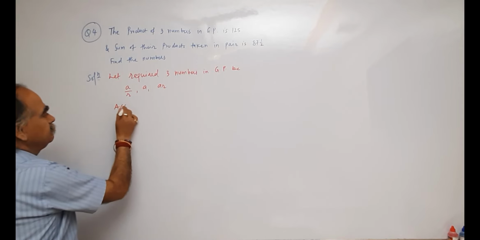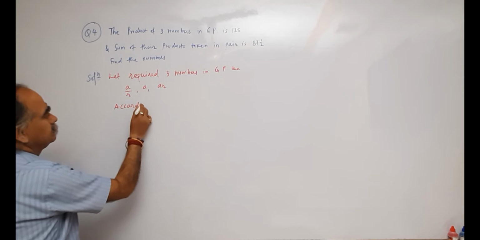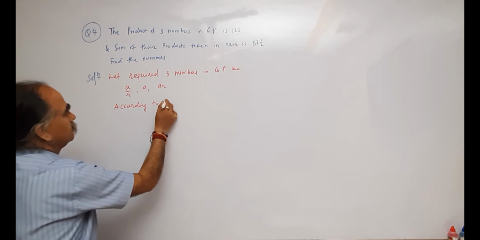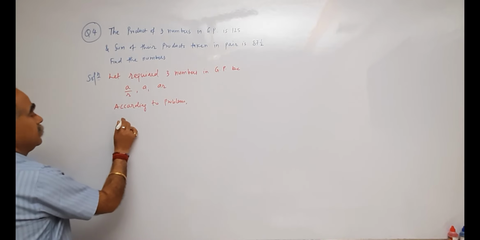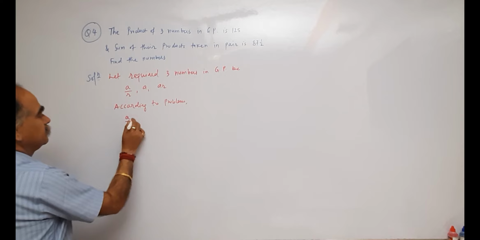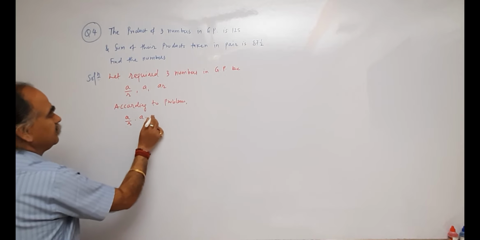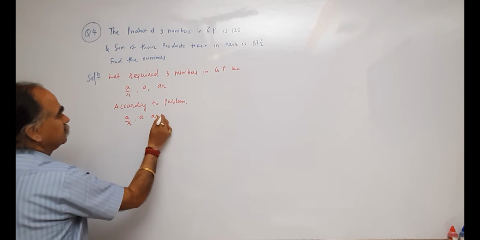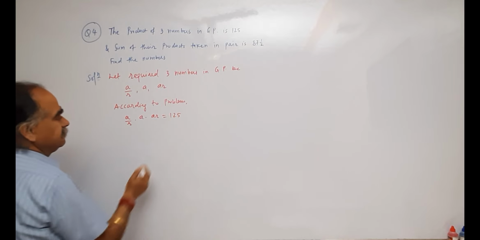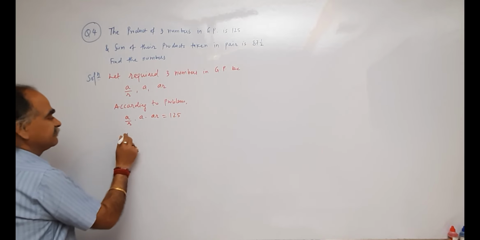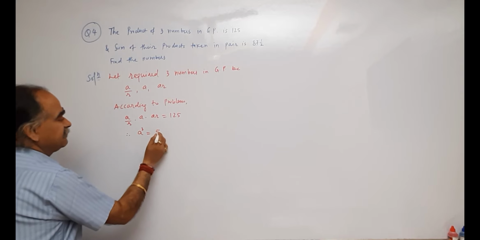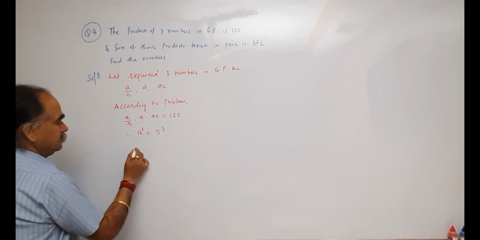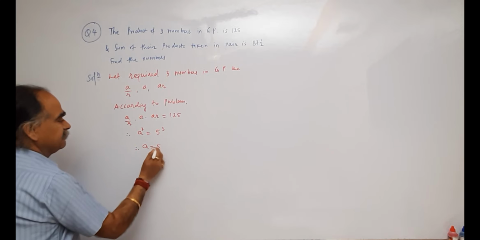According to the problem, a upon r into a into ar is 125. r will get cancelled, so a cube is 125, which is 5 cube. So a will be 5.